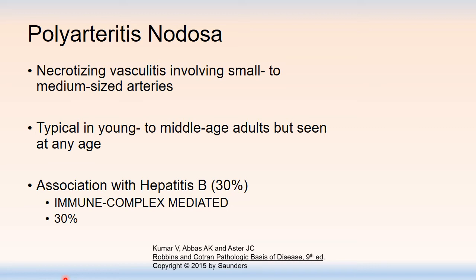Polyarteritis nodosa is a necrotizing vasculitis, and it involves small to medium-sized arteries, and it is typically seen in young to middle-aged adults, but you can see it at any age. There is a classic association where about 30% of patients with polyarteritis nodosa have hepatitis B, although that prevalence is shrinking somewhat. It's a little closer to 20% currently.